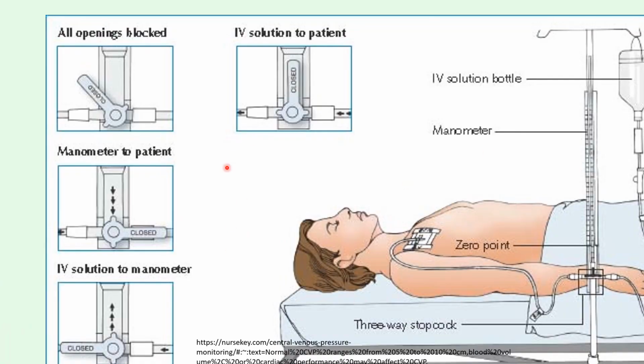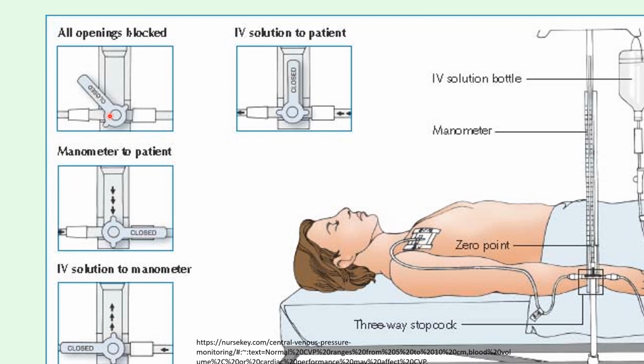So this image shows a summary of the procedure. As you can see, the patient is in supine position. The manometer is at the 0 point. So this is the IV line. This is the three-way stopcock. You turn it, like that. So this is the IV line. This is the manometer, and this line is going to the patient.